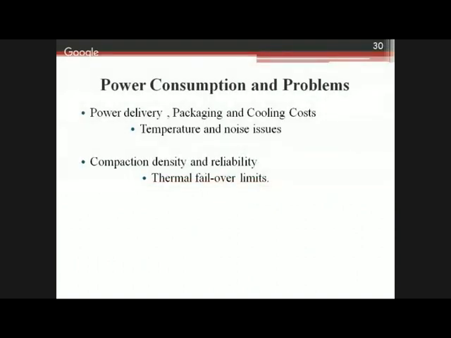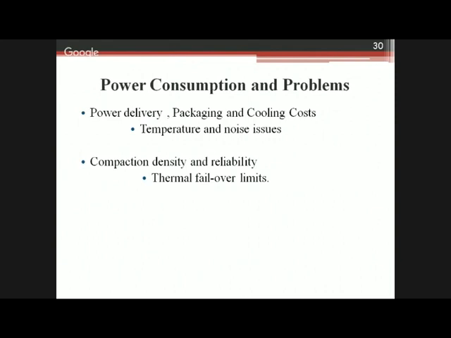So power consumption: why it occurs, and what problems we have due to it. Basically, if a lot of power is going to be consumed, we cannot just connect big cooling systems. I know this is one of the solutions: if a lot of power is consumed, we can avoid the problem by connecting a large number of coolers.